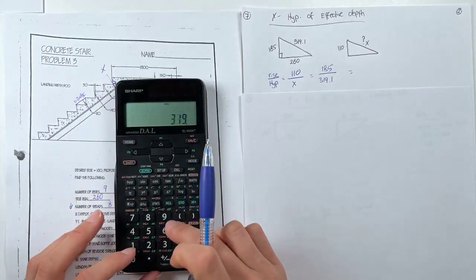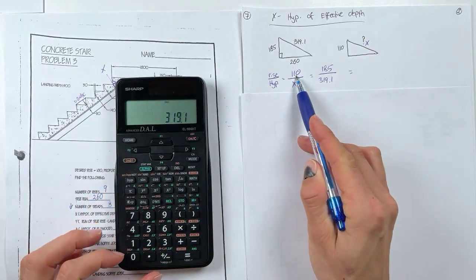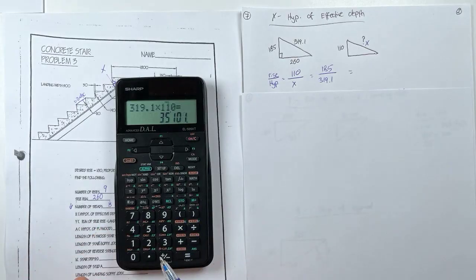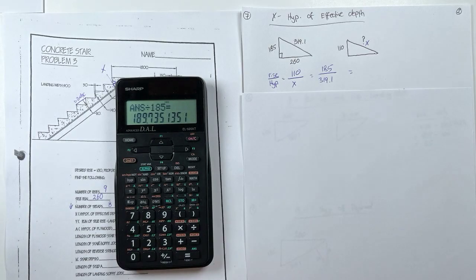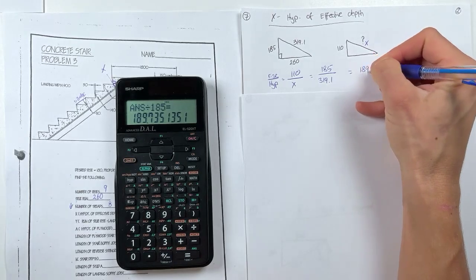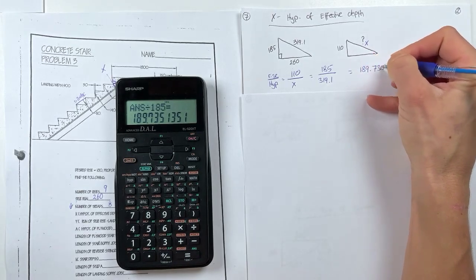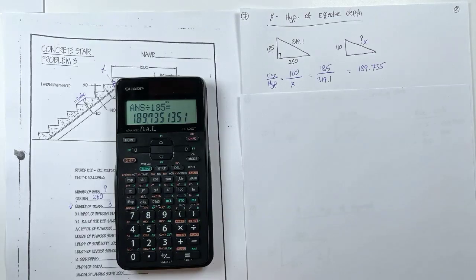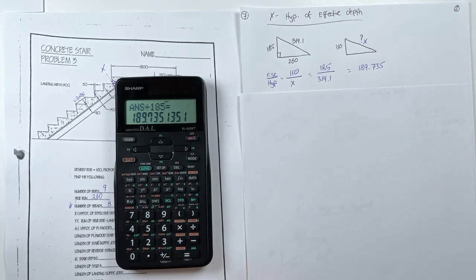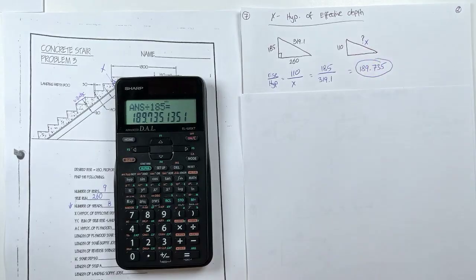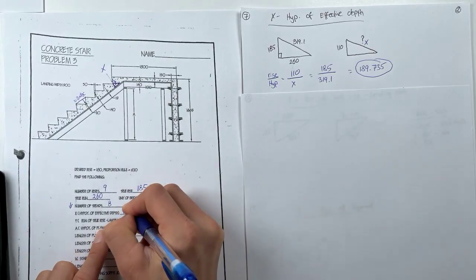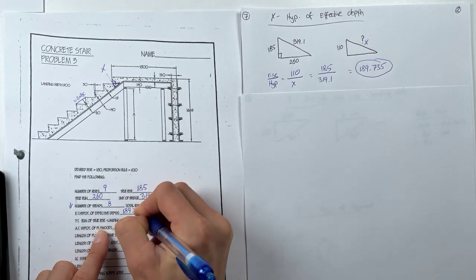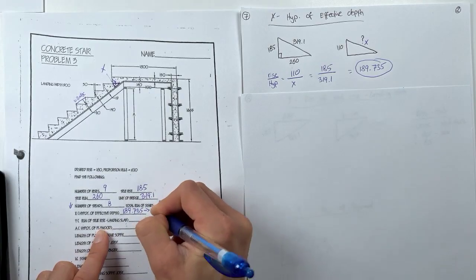So 319.1 times 110 divided by 185 should get us 189.735. That's it. Pop that in here, 189.735. And really, we could also call that 190.